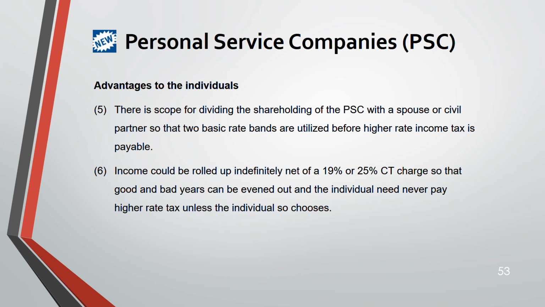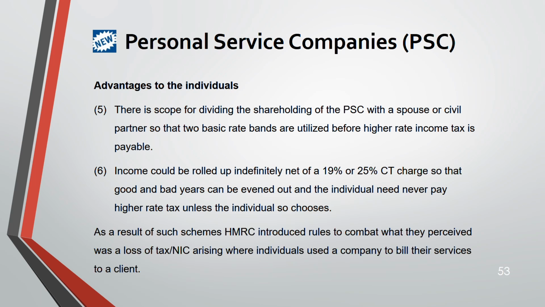Sixth advantage, income could be rolled up indefinitely net of 19 or 25% of corporation tax charge, so that good and bad years can even out, and the individual need never pay higher rate tax unless the individual so chooses. Okay, that means whether it's a good or bad year, it will keep rolling up and you will never have to pay high rate tax. So as a result of such schemes, HMRC has introduced rules to combat this, because they are losing on tax, they are losing on NIC.